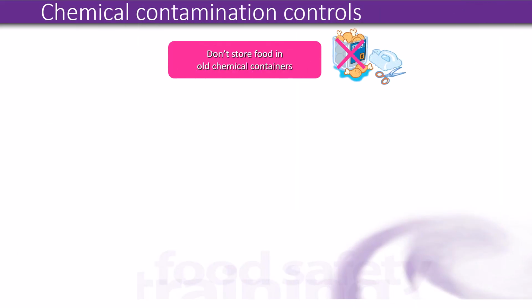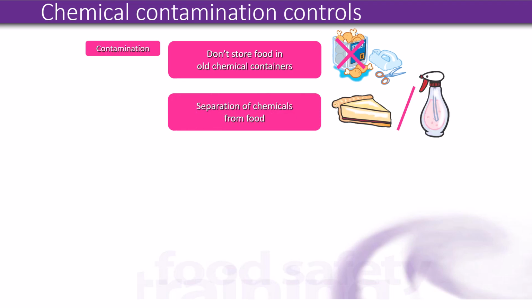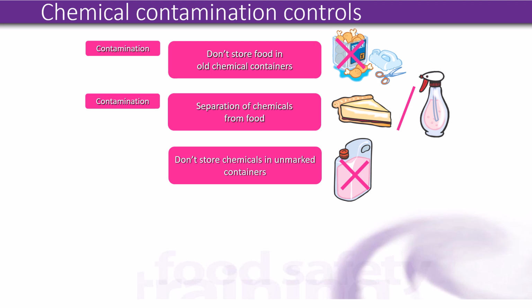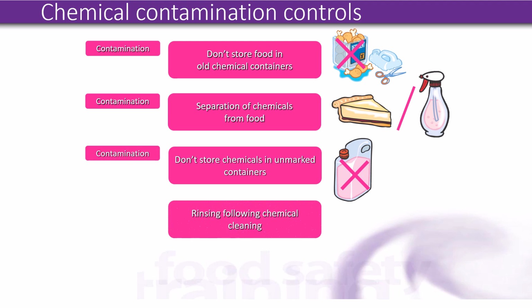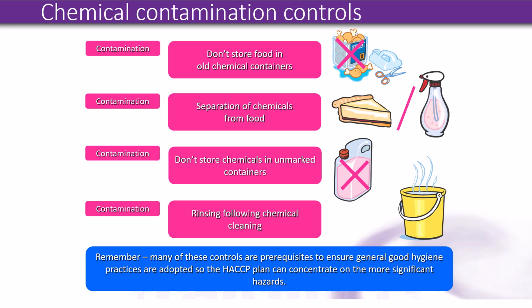Chemical contamination controls. Don't store food in old chemical containers. Separation of chemicals from food. Again, these are all going to cause contamination. Don't store chemicals in unmarked containers. Rinsing following chemical cleaning: make sure you do rinse after cleaning using chemicals. Remember, many of these controls are prerequisite programs to ensure general good hygiene practices are adopted, so the HACCP plan can concentrate on the more significant hazards.